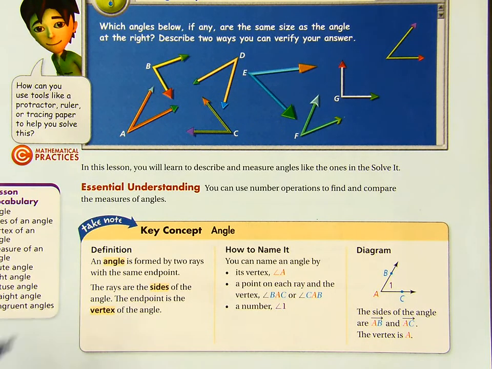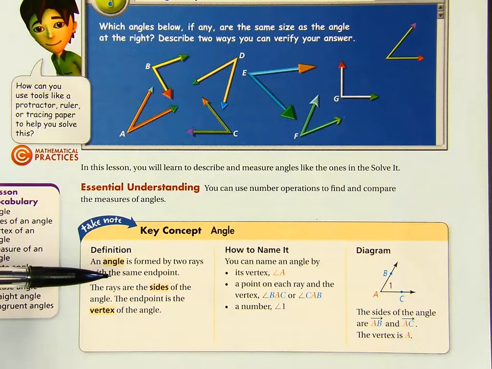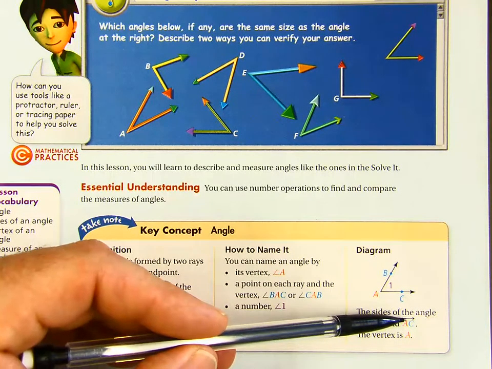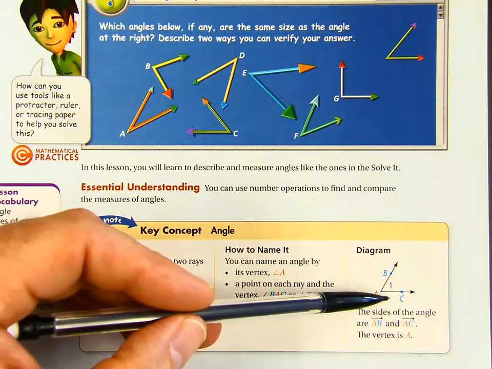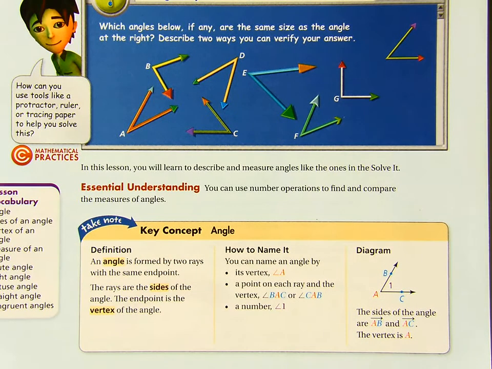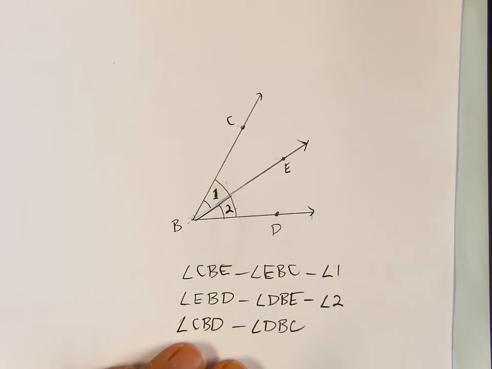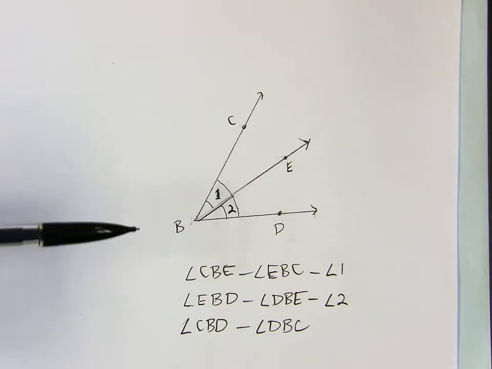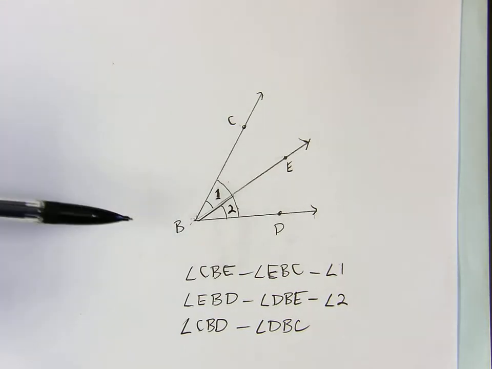Now, something you're going to have to pay attention to, we said an angle is formed by 2 rays with the same endpoint. If I ask you for the sides of the angle, they're rays, ray AB and ray AC. Those are the sides, ray AB, ray AC. And the vertex is the corner point, or point A in that picture. Okay? Just like in the picture that I previously drew, if I was looking at angle 1, the vertex of angle 1 is B. The sides of angle 1 are ray BC and ray BE. Those are the sides of angle 1.